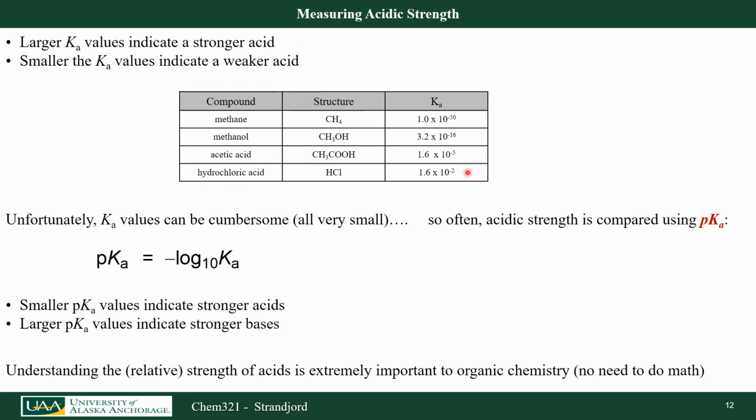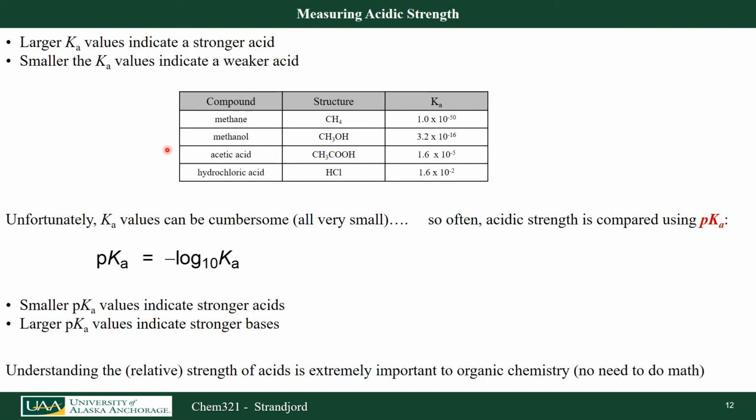Even though this seems like a very small number, it is actually larger compared to others. For example, the equilibrium constant for acetic acid, which is a weak acid, has a Ka of 1.6 times 10 to the minus 5. It's even smaller. Methanol has a Ka of 3.2 times 10 to the minus 16. It is very, very small. And methane, a simple organic compound with carbons and hydrogens, has a Ka of 1.0 times 10 to the minus 50, an extremely small value. So the larger the Ka, the stronger the acid. Hydrochloric acid is considered a strong acid, acetic acid weak, methanol very weak, and methane extremely weak.